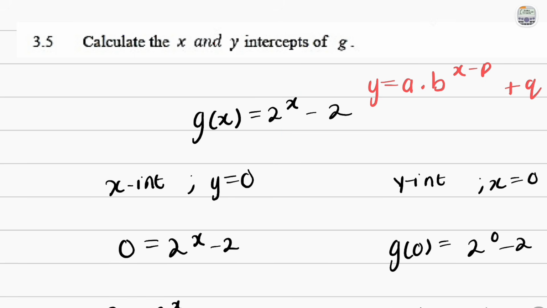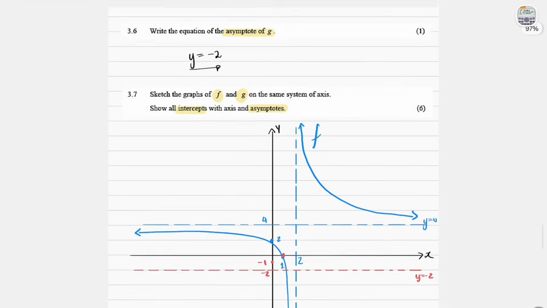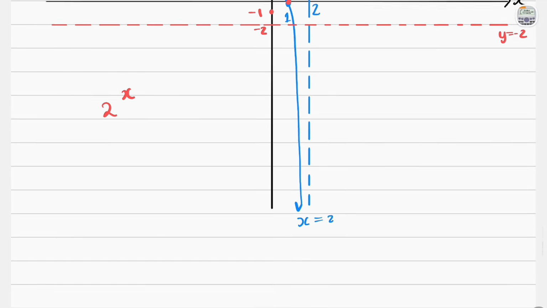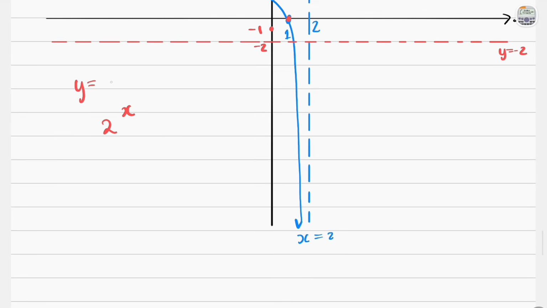You have to figure out whether it lies above the asymptote or not, and whether it's increasing or decreasing. So with that 2 to the power of x, it will tell you everything. With 2 to the power of x, you can see that because it's in the form of y equals a times b to the power of x minus p, the value of a is actually an invisible 1. If it was negative, you'd see a negative here, but it's positive.